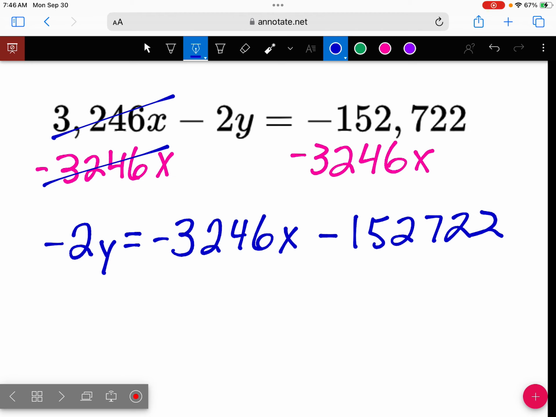So then to get my y by itself, we're going to divide by negative 2, because I want to get this into slope-intercept form. And we are going to use a calculator for this.